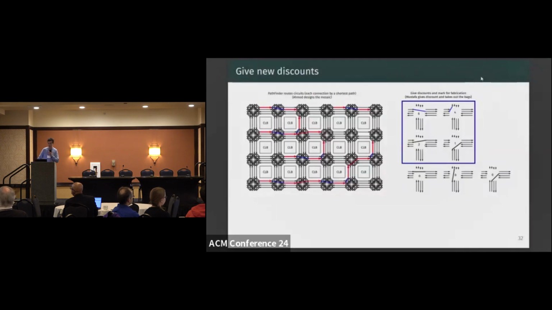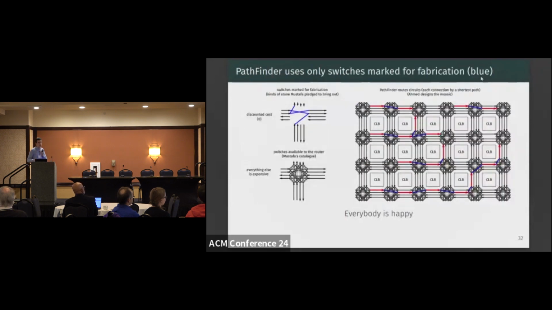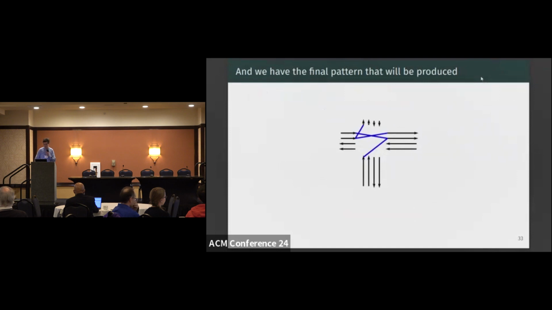So what do we do? Well, the same as Mustafa. So we give the discount for the next 2 switches, let the router route with these 4, and now everybody's happy. The search converged, so we managed to route the circuits with only those switches that are marked for fabrication. This is the final pattern that we have.